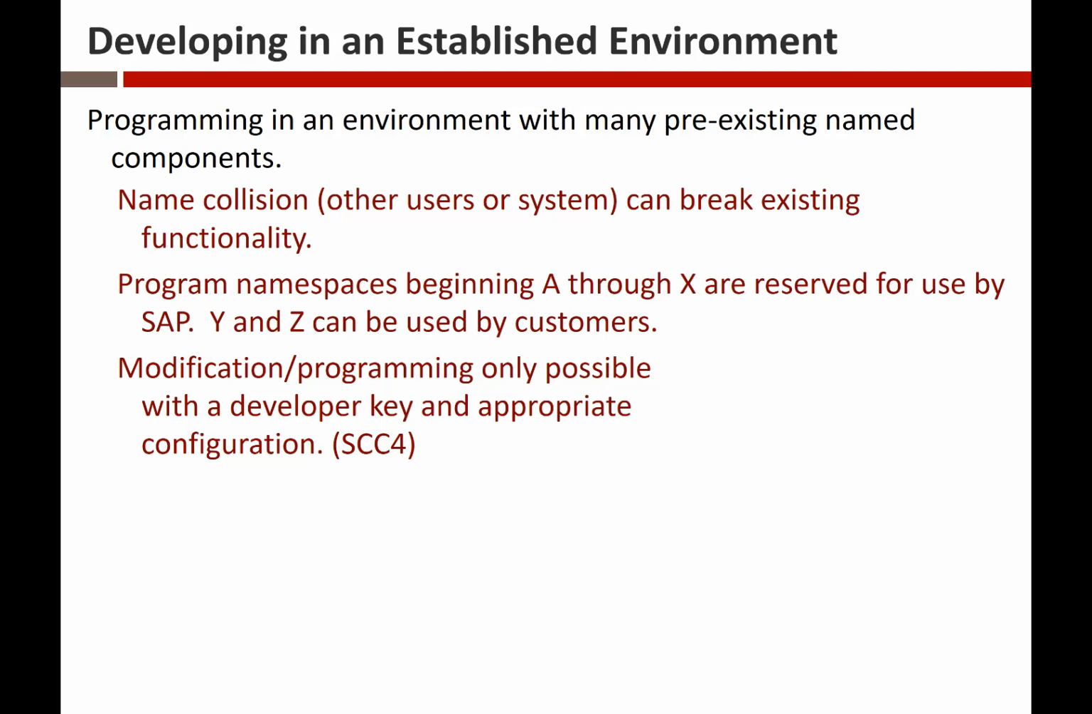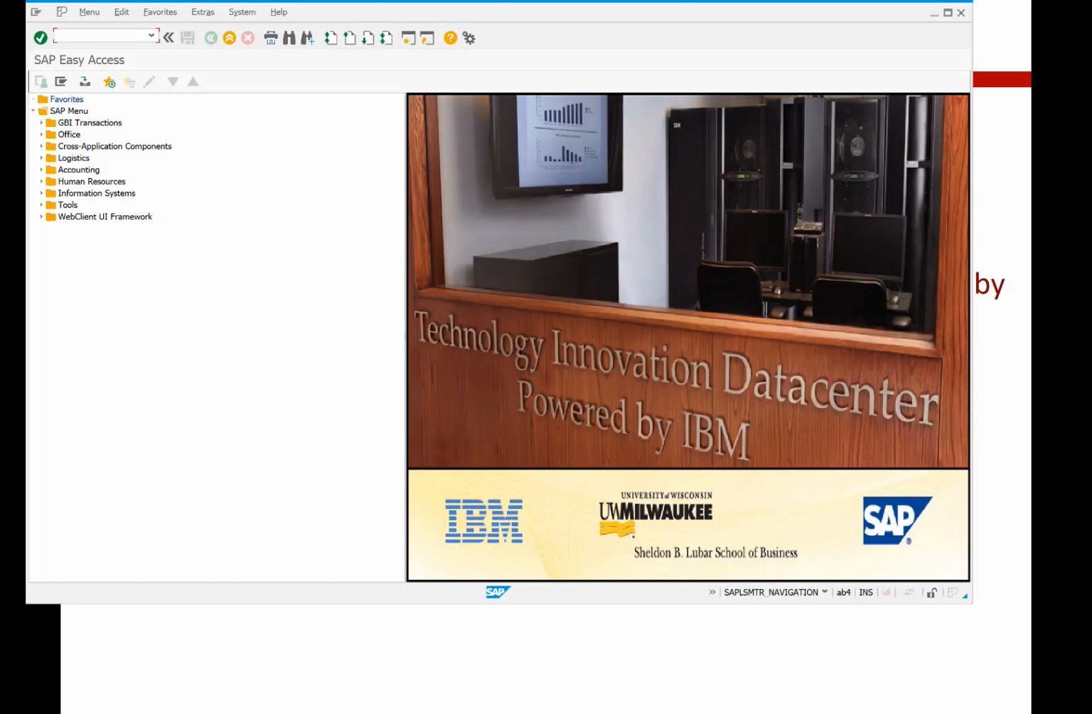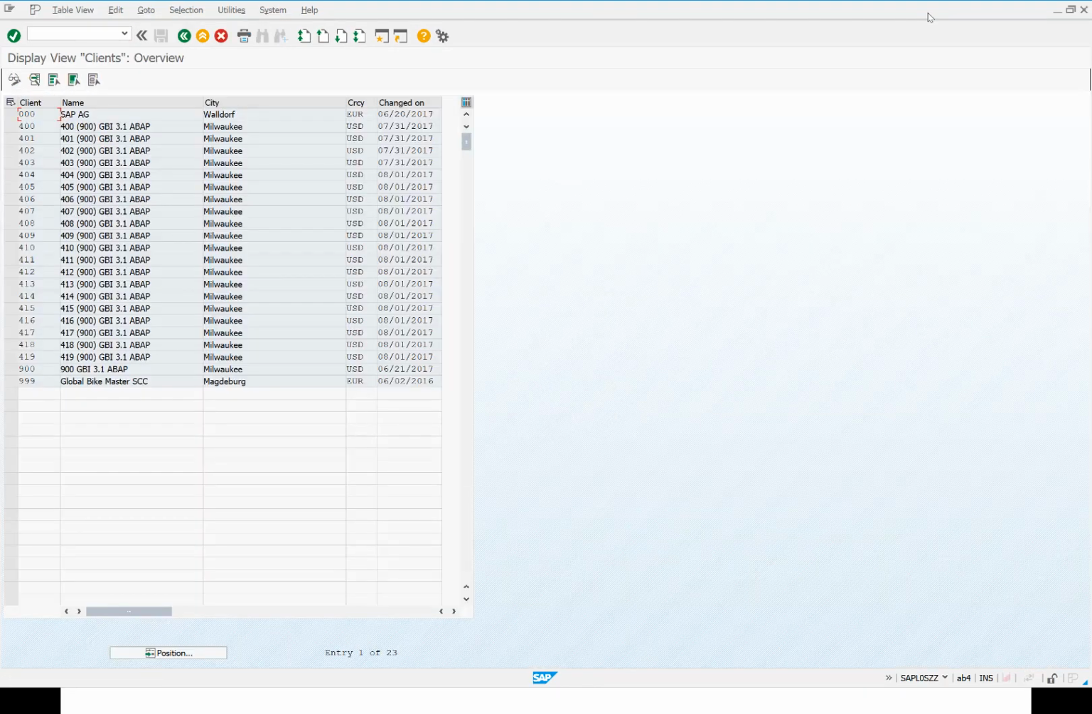Now, realize that a system administrator can go in and basically say, this system is not one that you can program on, or not one that is modifiable, and basically make the system not changeable by developers. Obviously, in our system, we don't have to worry about that. Our system has been set up for development. I'll just show you this. The actual transaction for this is SCC4. And SCC4 is kind of interesting because it shows us all the different clients that are actually running on this particular application server. And here we are right here.